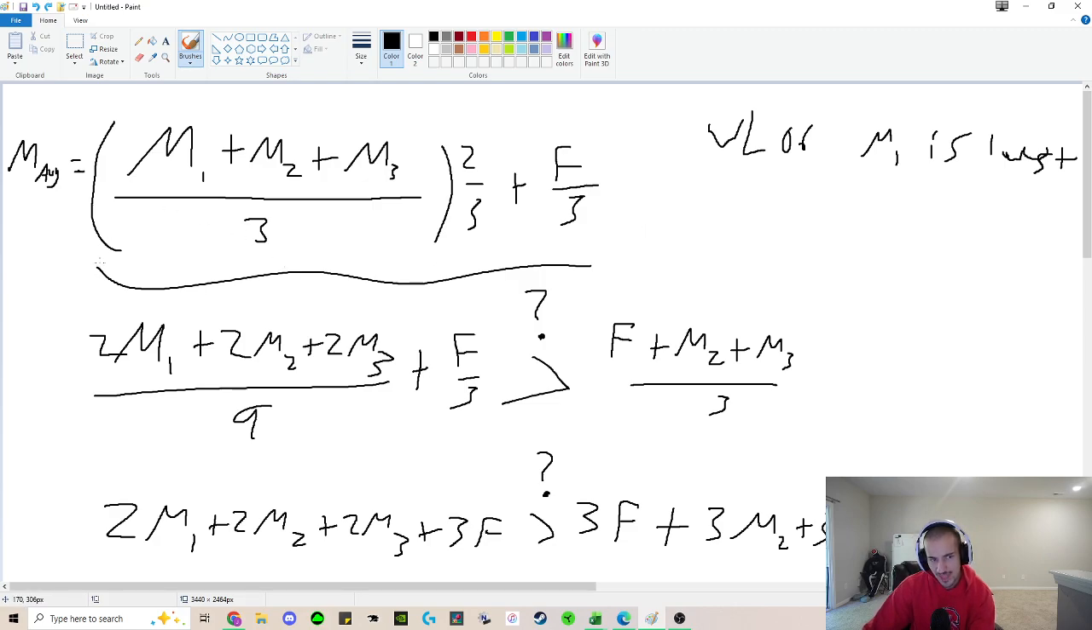So this guy here is going to be the M average via the different weighting. And we're going to say, is it ever possible to be greater than just replacing the lowest one with the final? So now, instead of M1 plus M2 plus M3 over 3, we've got F plus M2 plus M3 over 3. Right? Okay, is this ever possible?